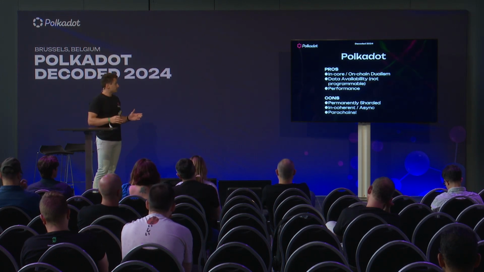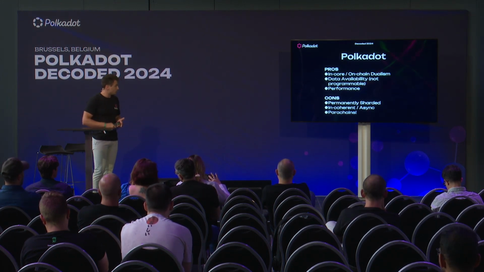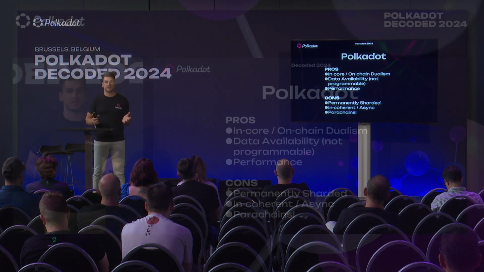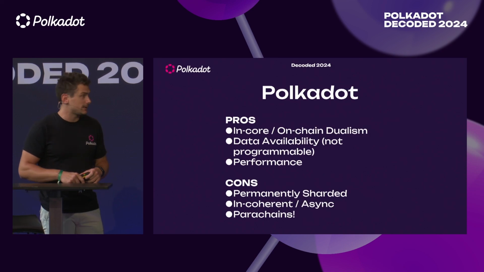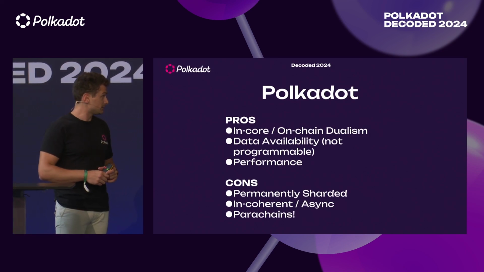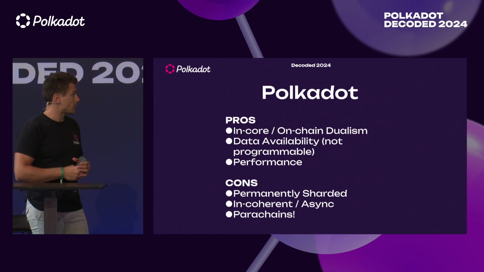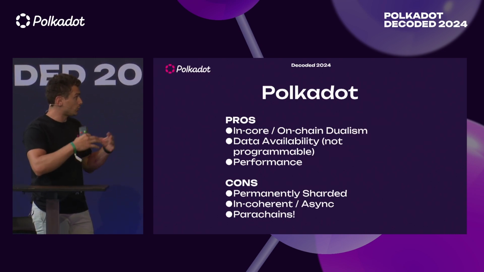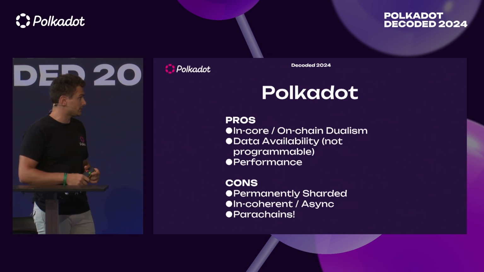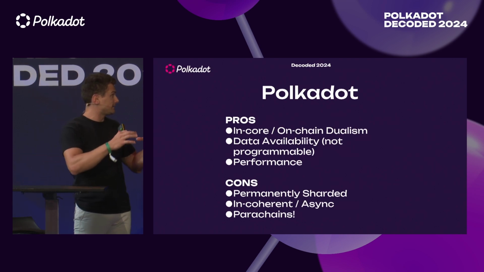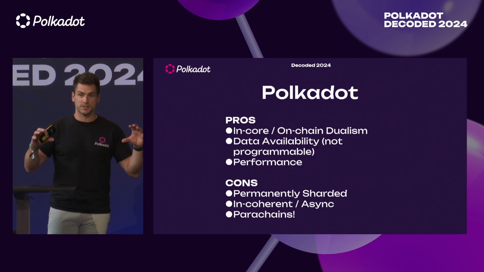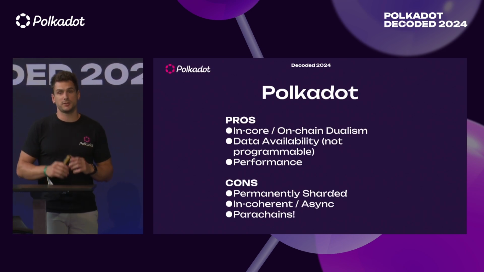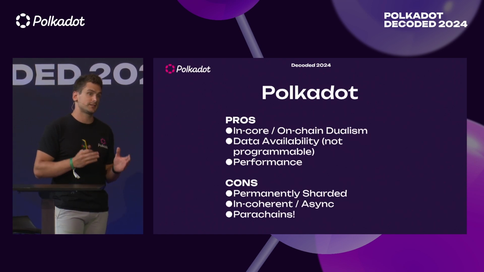So up until here, asynchronous backing, agile core time, and elastic scaling is what the community decided is Polkadot 2.0. It will be delivered this year. And essentially, what Polkadot is right now, we have this in-core, on-chain dualism that I didn't really talk about until now. But essentially, you have these validators doing something on these cores, but then also pushing stuff on the chain. And this is something new that no other system does.